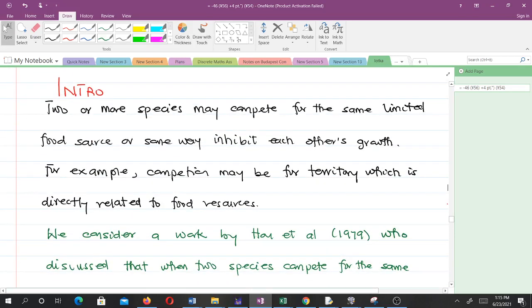So two or more species may compete for the same limited food source or in some way inhibit each other's growth. And what this statement means is that because they are competing for the same limited food resource, the growth of one will somehow depend on the other, because in the absence of one, the food that one will get will be reduced when the two of them are together. So for example, competition may be for territory, which is directly related to food resources.